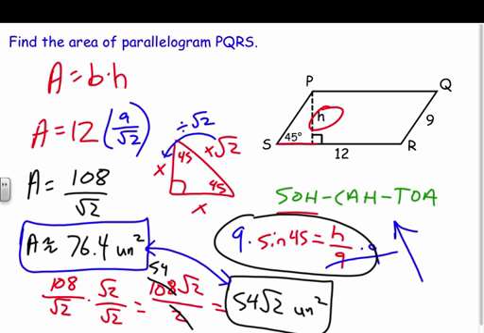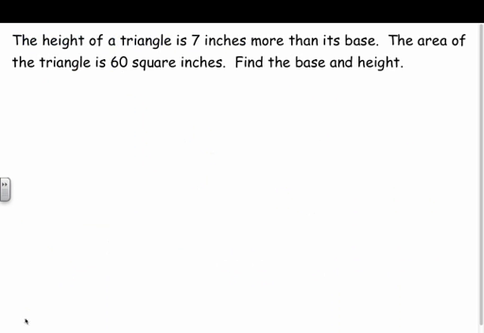So I needed the height. I noticed I had a right triangle, and I was given an angle measure. So that means you're using a trig ratio or your special right triangle. Lastly, you could be given some unknowns.